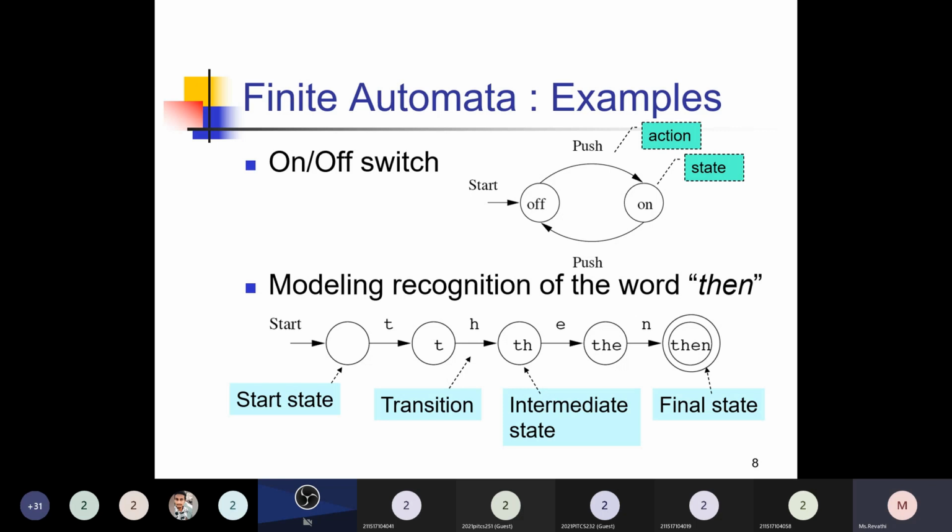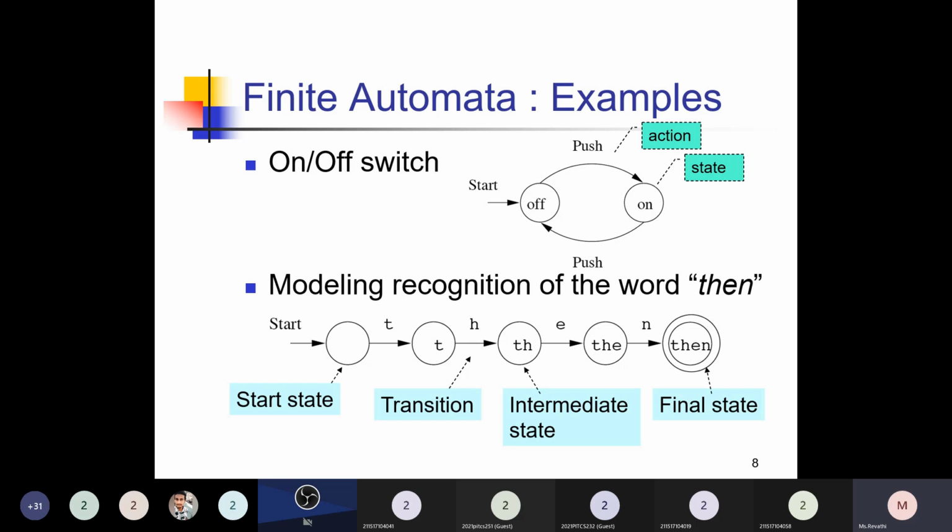Any string, we have to process it from the start state till the final state. If we reach the final state, then the string is a valid string. If we cannot reach the final state, then the string is an invalid string, so the particular machine has rejected the string.